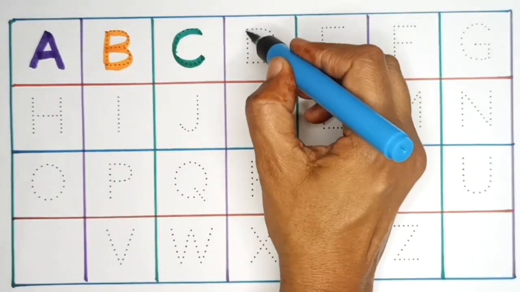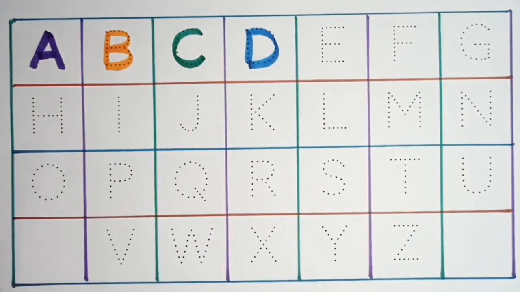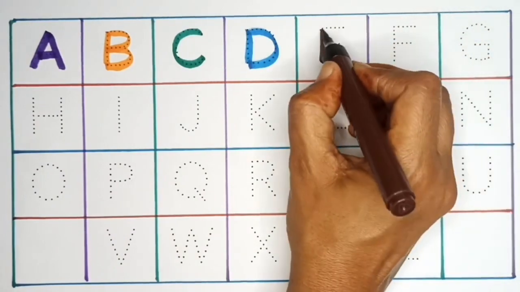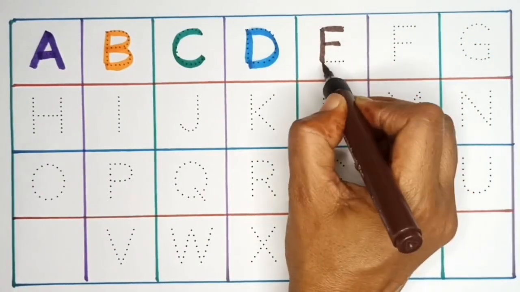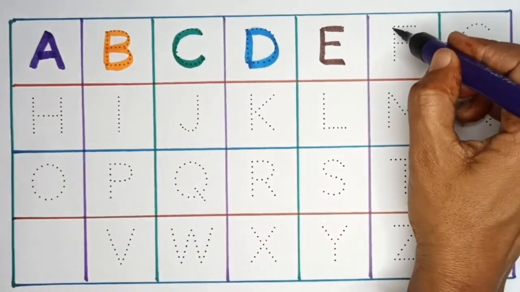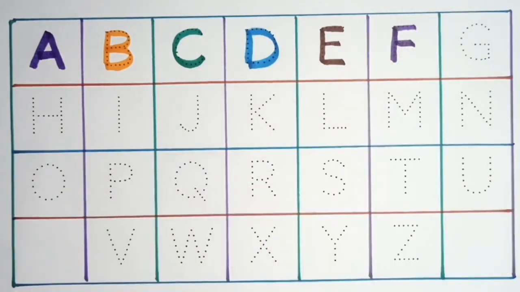Blue color. D, D for dog. Brown color. E, E for elephant. Violet color. F, F for fish.